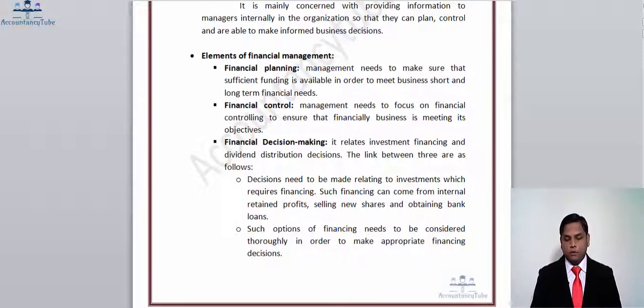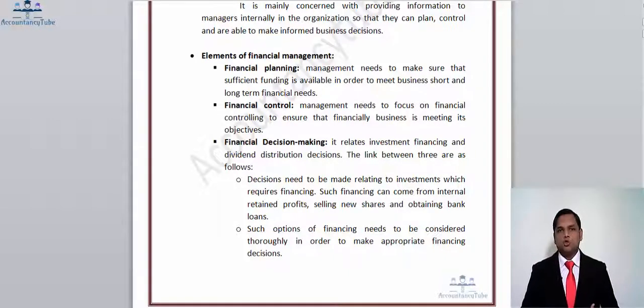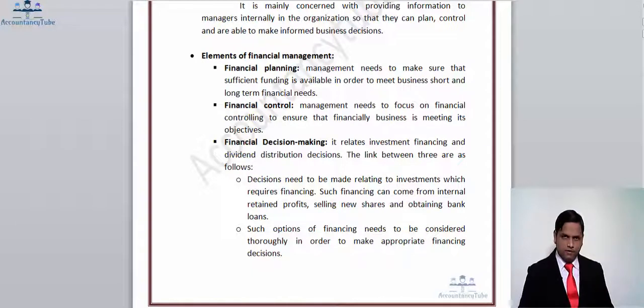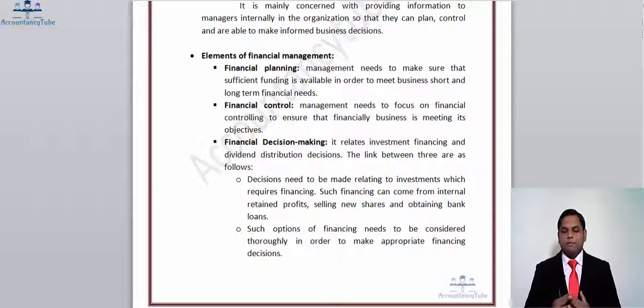After that, we have got financial control. Now, management needs to focus on financial controlling to ensure that financially the business is meeting its objectives. It is important that the management have some sort of control mechanism over the finances so that short and long term objectives of the business are met. We will be covering corporate objectives and financial objectives in this video towards the end. For now, you need to know that all companies have financial objectives, and financial managers are responsible for them. And in order to achieve those objectives, they need to have some sort of controlling mechanism.